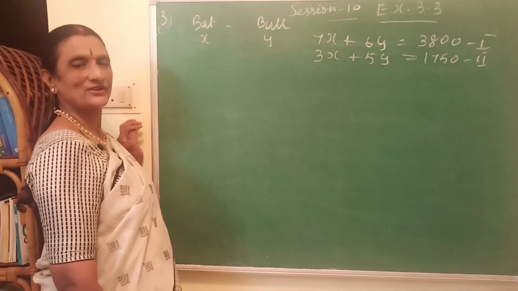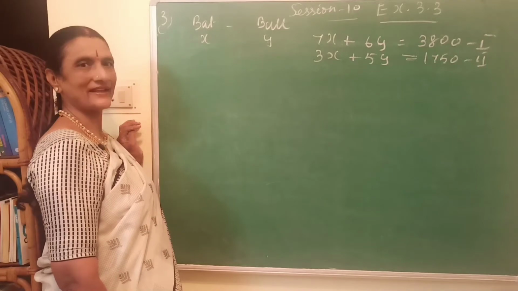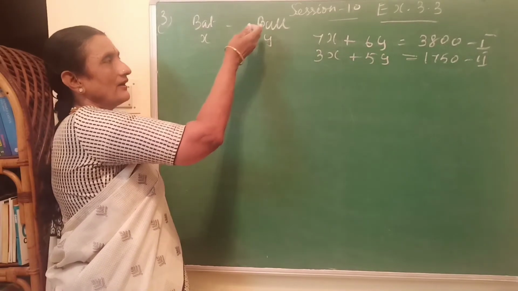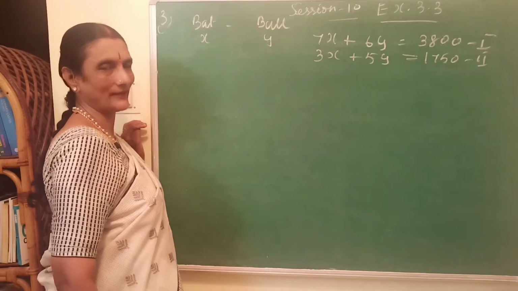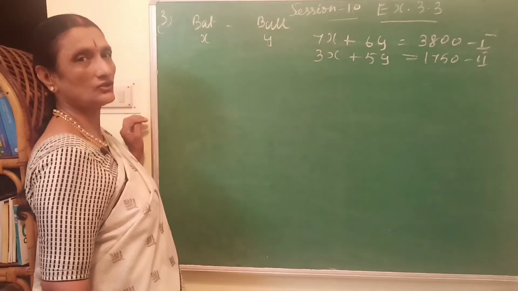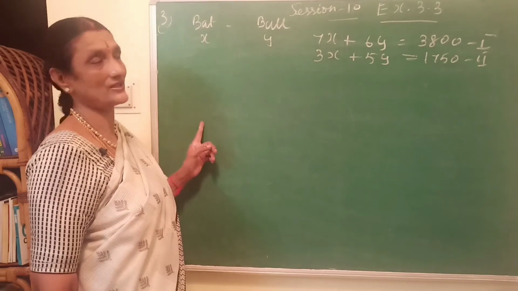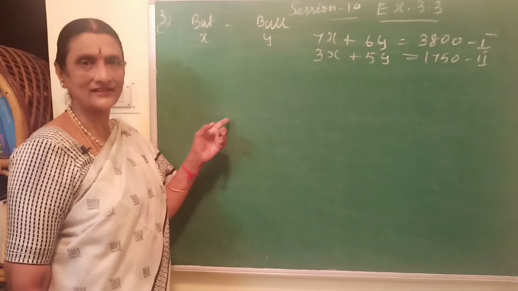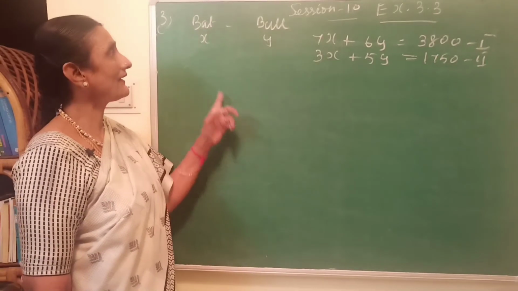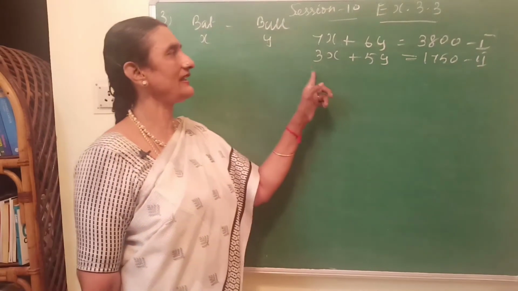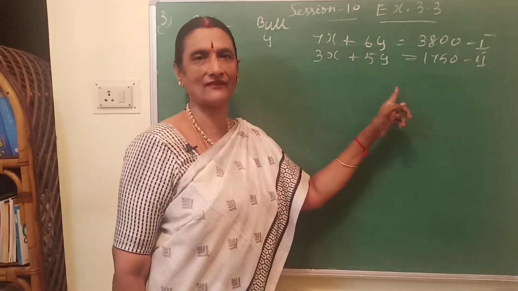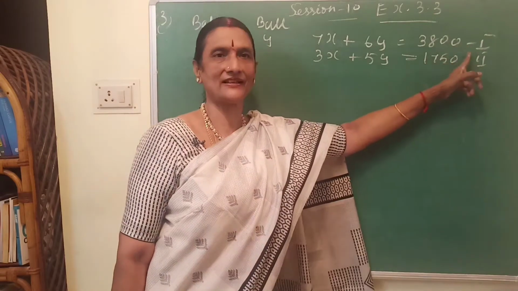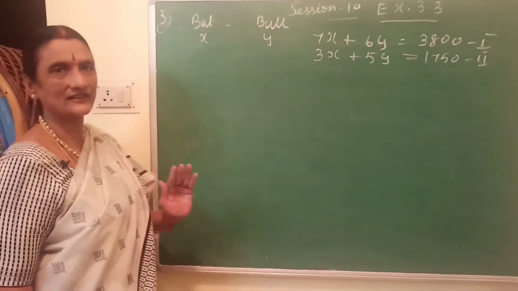So, as usual we should have 2 columns, bat and ball. The cost of 1 bat I have taken to be x. Cost of 1 ball is taken to be y. Is that clear to you? Go through the sum and tell me the first situation: 7x plus 6y is equal to 3,800. Please verify. And the second situation, it is given that 3x plus 5y is equal to 1,750. I have taken the 2 equations and numbered them as 1 and 2. Is that clear to you?